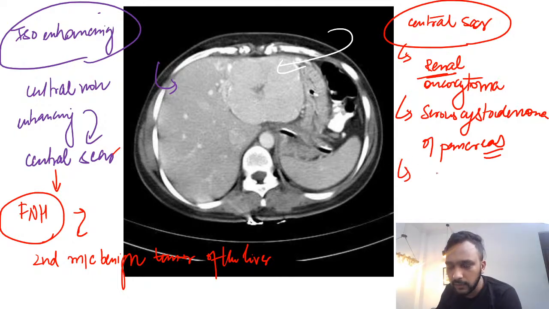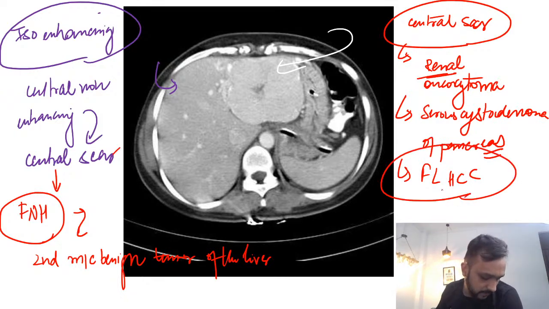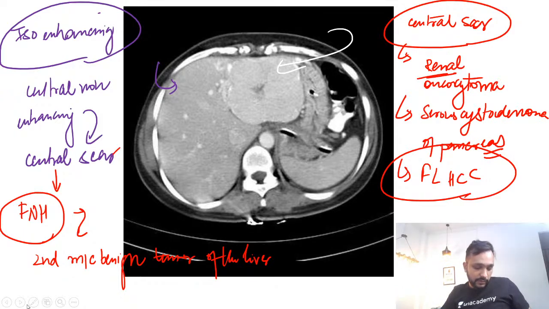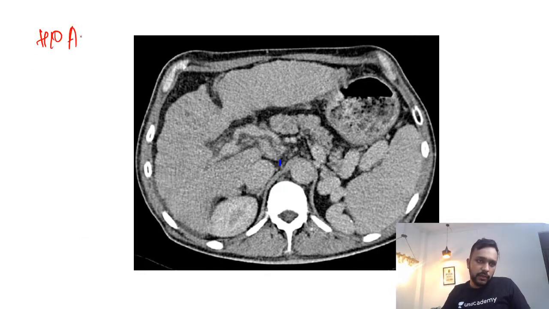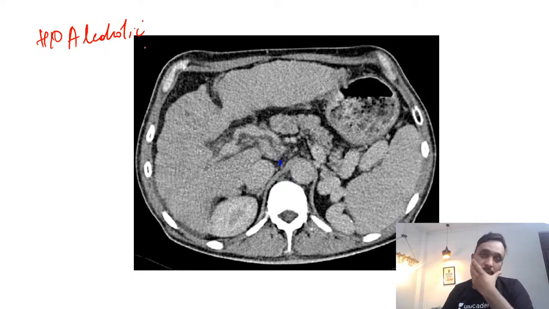What else? You have your fibrolamellar variant of HCC, which is going to have a central scar appearance. Central scar sign, right? Then guys, this patient had a history of alcohol intake. So I will just enumerate the features for you guys.